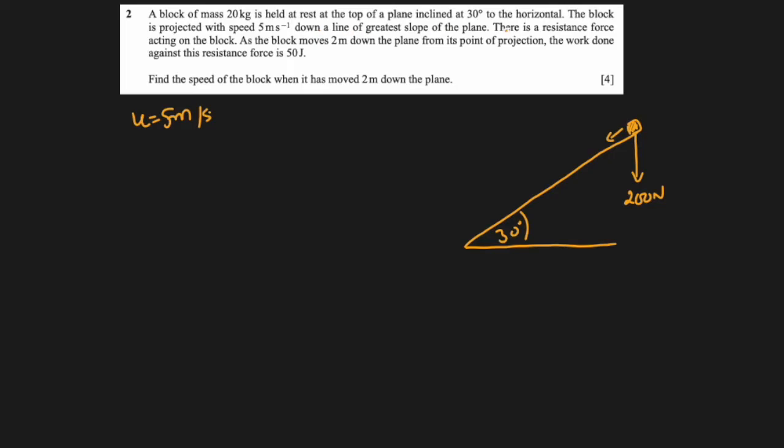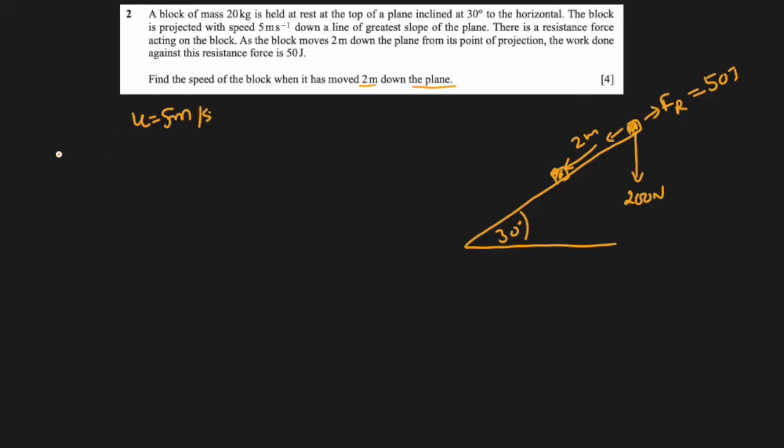Okay, there is a resistance force acting on the block. So there is a resistance this way. As the block moves 2 meters down the plane from its point of projection, so say here, the work done against this resistance is 50 joules. From here till here, this distance is how much? 2 meters. Find the speed of the block when it has moved 2 meters down the plane.